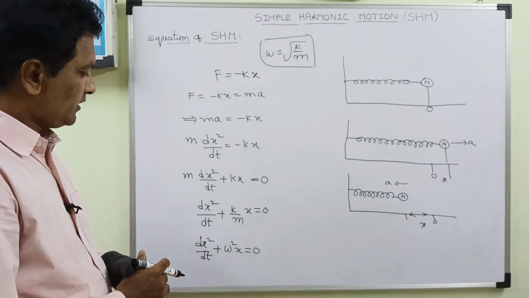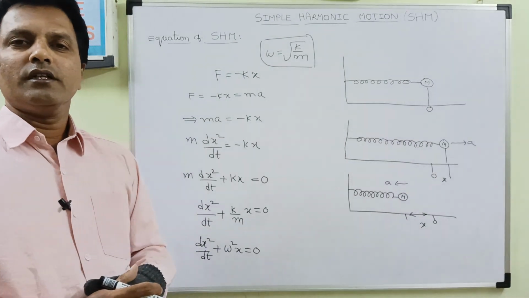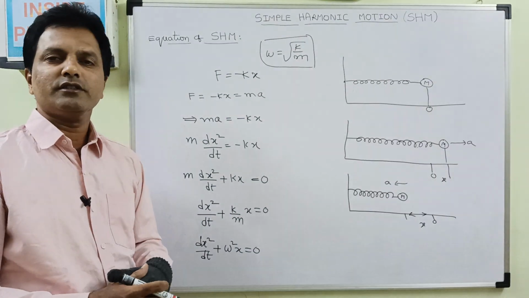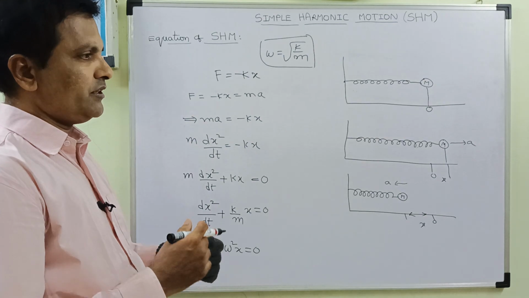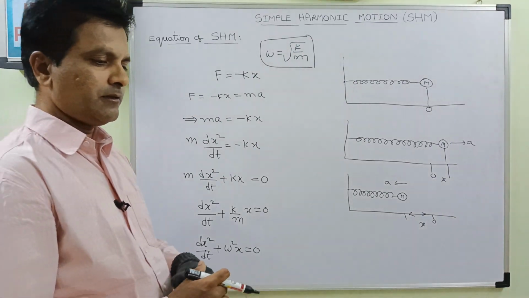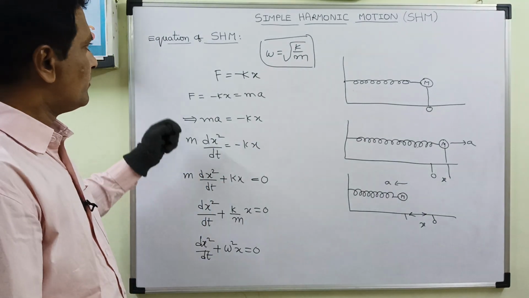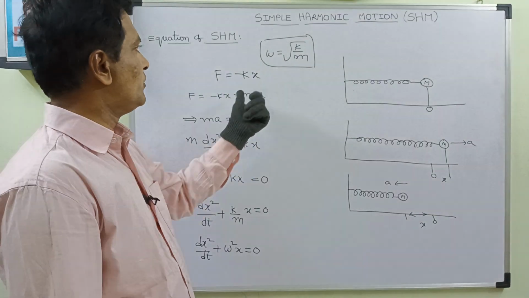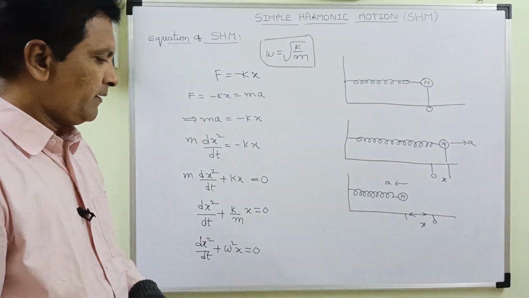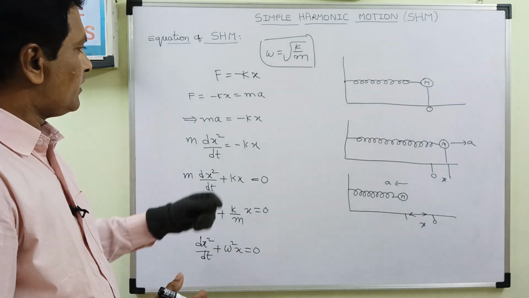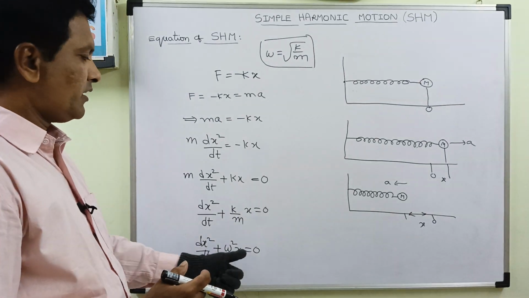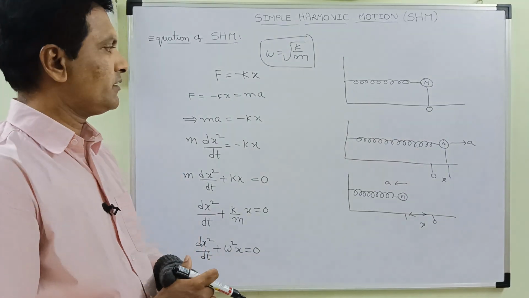So this is the differential equation of Newton's second law. This is also called the differential form of simple harmonic motion. Every simple harmonic motion will obey this differential equation. What we have done is, by considering the force as the restoring force, which generates some acceleration, and by applying Newton's second law, we have derived the differential equation of simple harmonic motion.